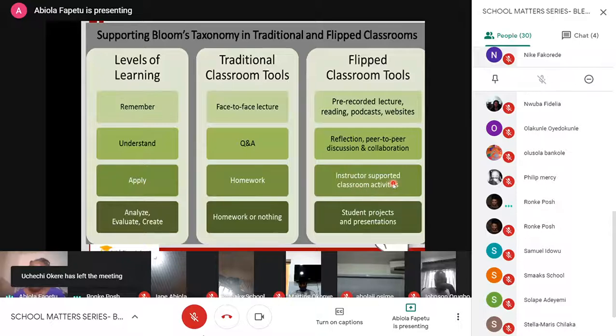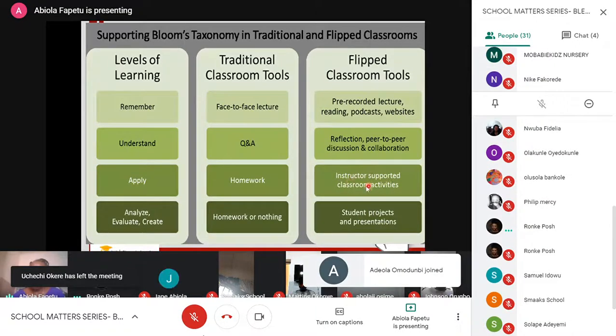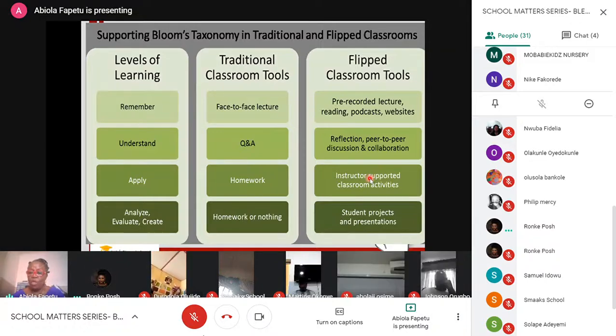In the flipped classroom, your instructor supports the classroom activities. You are now the coach, you're guiding them, and they're actually doing the activities.